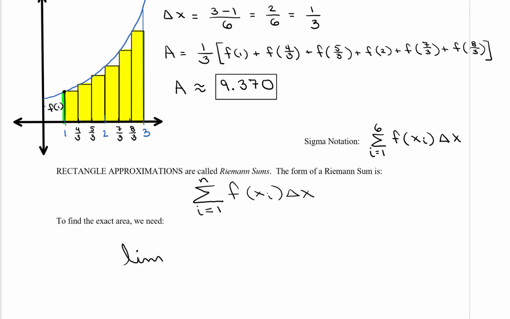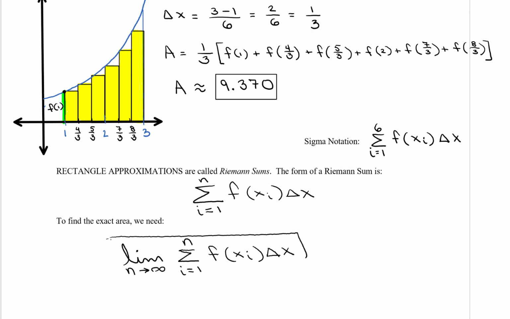To find the exact area, we need an infinite number of rectangles. So I'm going to write the limit as n goes to infinity of the sum from i equal to 1 up to n of f of x sub i times delta x. If we have infinitely many rectangles, this will give us the precise area. I'm going to go ahead and box this in because this is a pretty important concept. This idea is going to allow us to always find that exact area, especially in those more difficult problems where curvature is involved. But for now, let's do a few more examples involving Riemann sums.